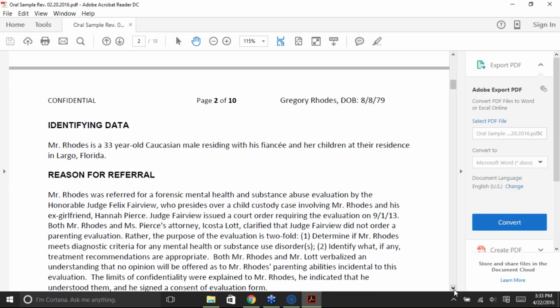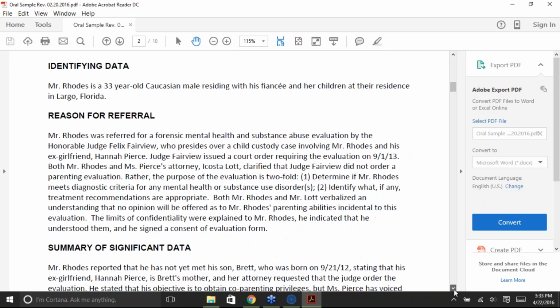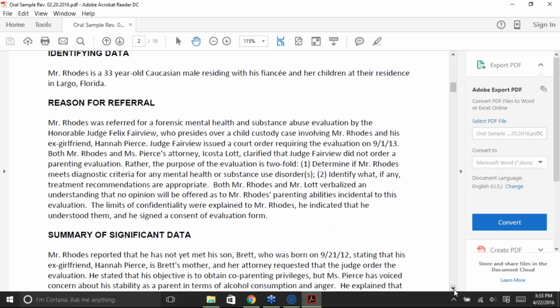And then the reason for referral, this is where we go into why am I even seeing this person? Why am I doing a forensic evaluation? Who ordered it? And what am I being asked to do with this? So I say Mr. Rhodes was referred for a forensic mental health and substance abuse evaluation by the Honorable Judge Felix Fairview, who presides over a child custody case involving Mr. Rhodes and his ex-girlfriend, Hannah Pierce.